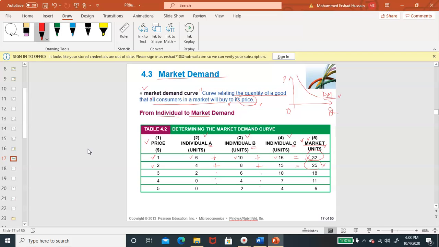We call this process horizontal summation, because we are summing all these individual demands horizontally for every price. For every price, we sum up the demand. The sum of this row is this, and the sum of this row is this, each corresponding to its price.